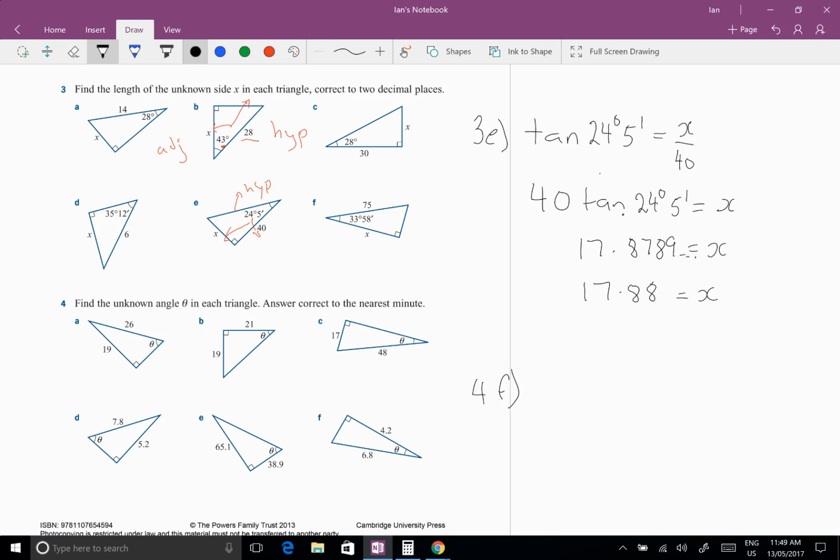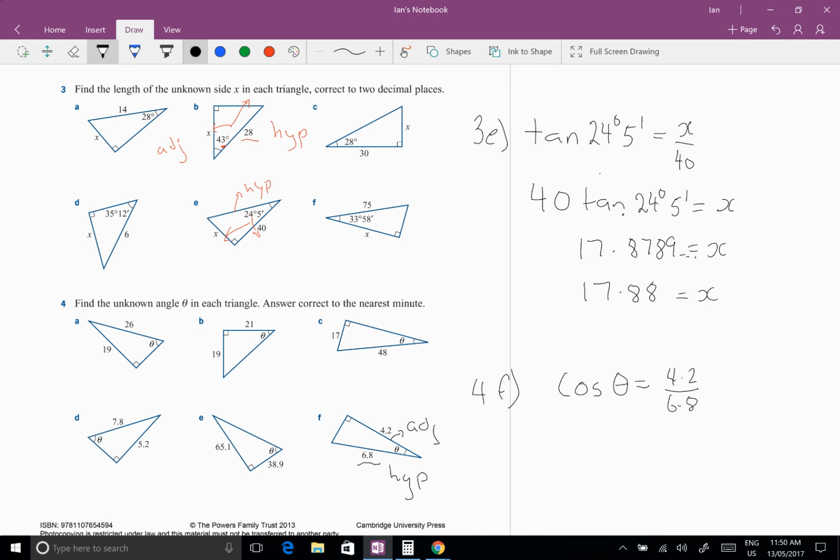So here, I don't have the angle. That's okay. You can use trigonometry to find the angle. So 4F, I've got to pick the right ratio. So what have I got? I've got an angle. I've got the hypotenuse. I've got this side here, which is beside it, so it's adjacent. Again, I look at my formula sheet and I see what ratio uses that, and it's cosine. So cos of the angle, which I don't know, equals adjacent 4.2 over 6.8.